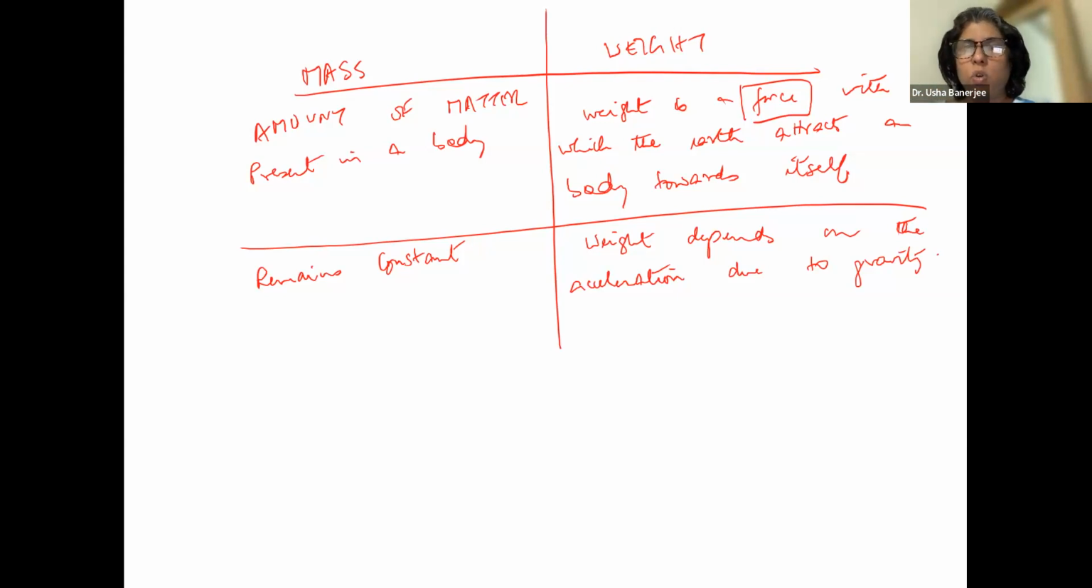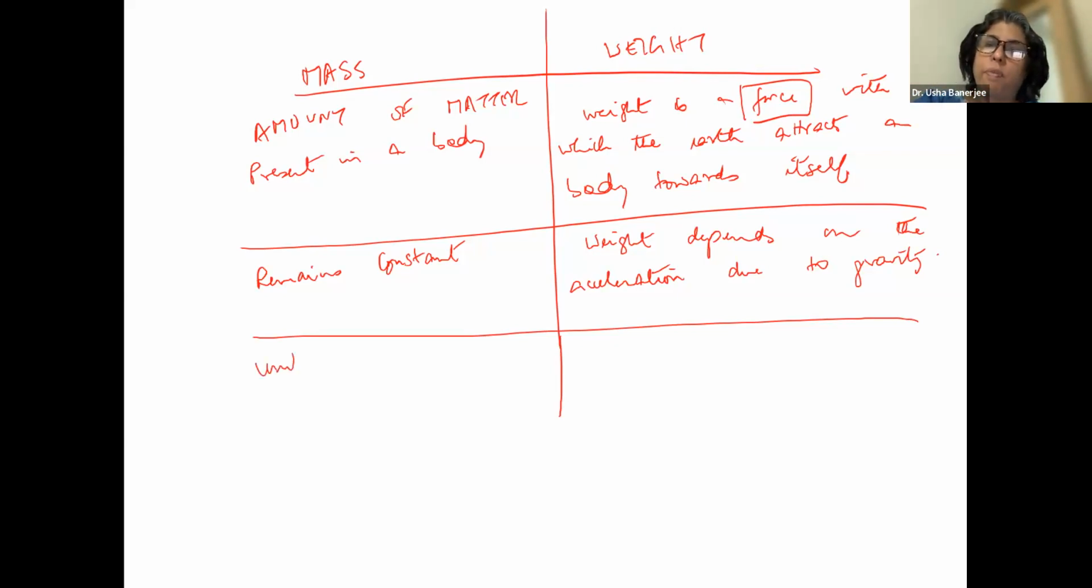When we go to the moon, mass remains the same, but the weight becomes 1/6 times. So 1/6 lesser than the weight on the earth. And why is it so? Because the acceleration on the moon is 1/6 times the acceleration on the earth, right? Now the unit of mass is kilogram. Many of you, what is the unit of weight? Yes, Kanish, what is the unit of weight? Type in the chat window.